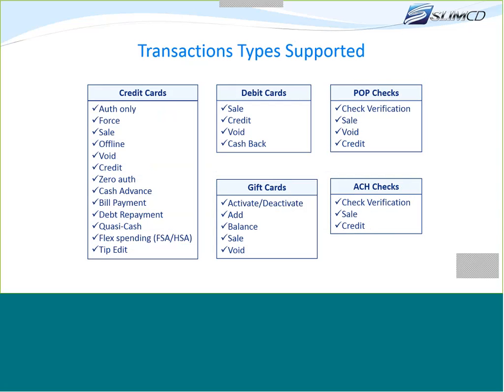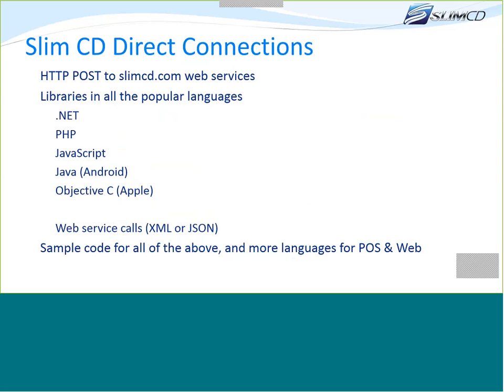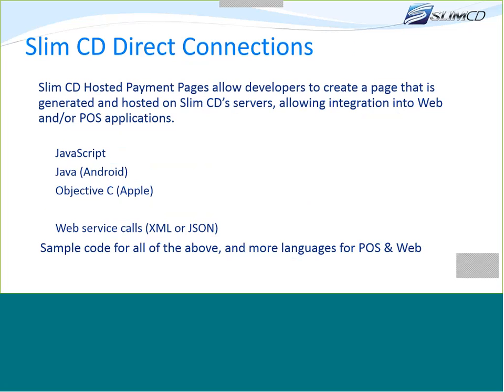A $0 authorization to validate a card number, expiration date, CVV, and zip before you ever store the card, all that is available. Now, in the direct connections world, you can connect directly to us using a standard HTTP post web service, but we've also written libraries that wrap our web service and are available in a lot of the popular languages for mobile, for web, for PAWS environments, etc. Or you can just call the web services directly with XML or JSON, and there's sample code for all of the above and more available.